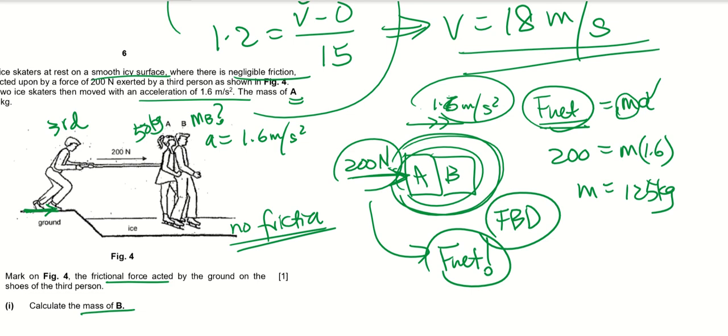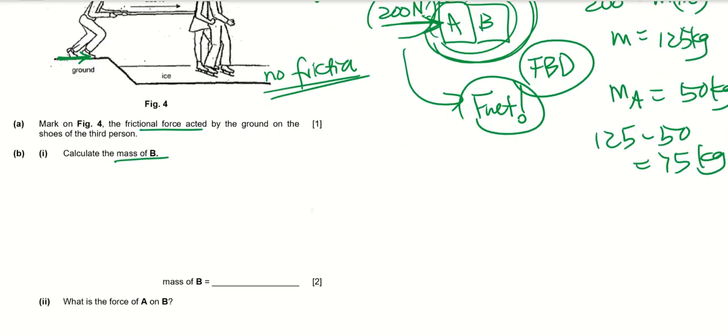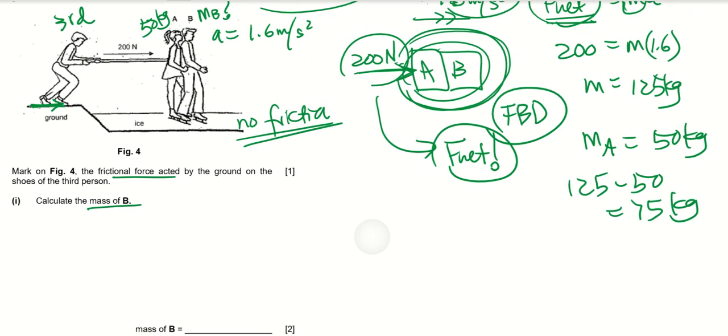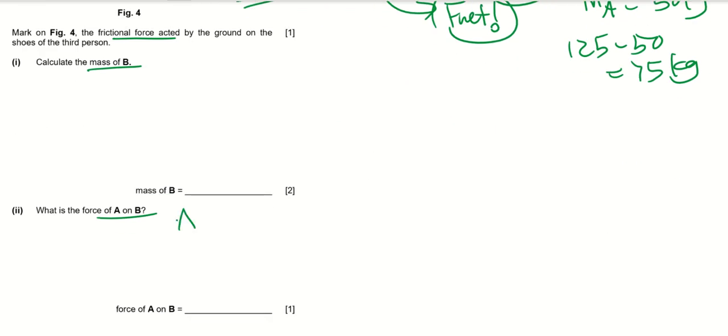But since we know A's mass, I take 125 minus 50, I will get 75 kg. What is the force of A on B? Force of A on B, right? A on B means A pushes B. So if A pushes B, by Newton's third law, B pushes A.